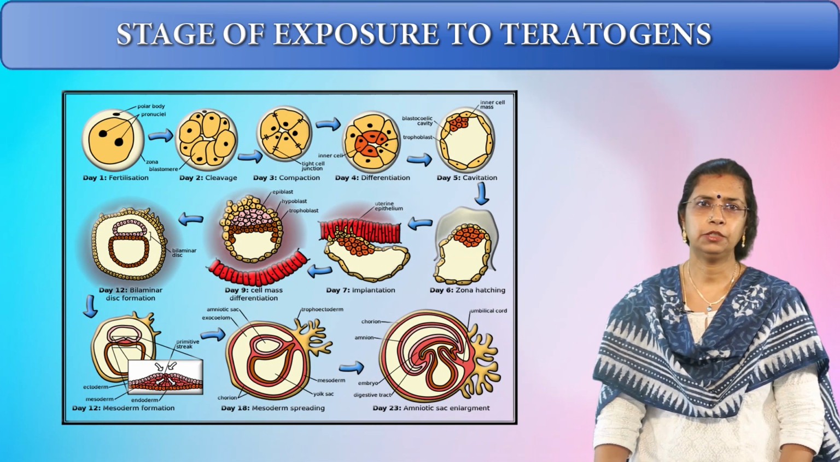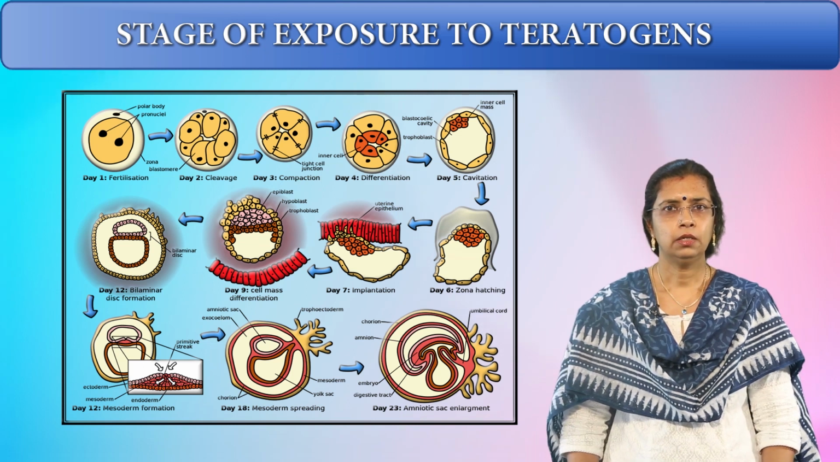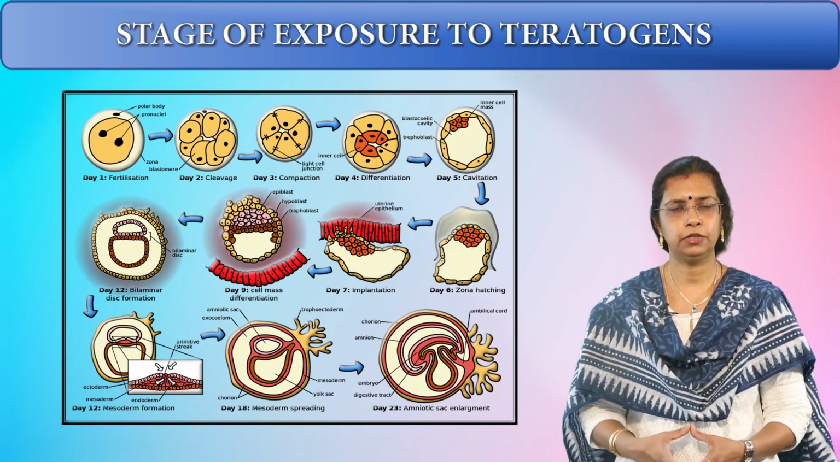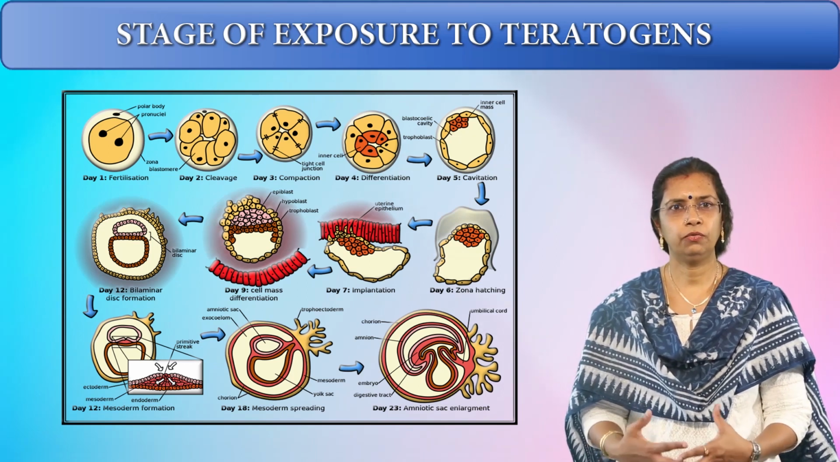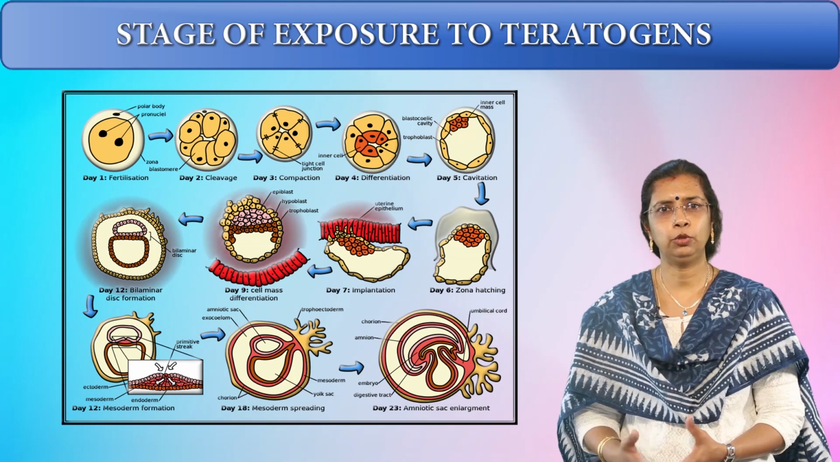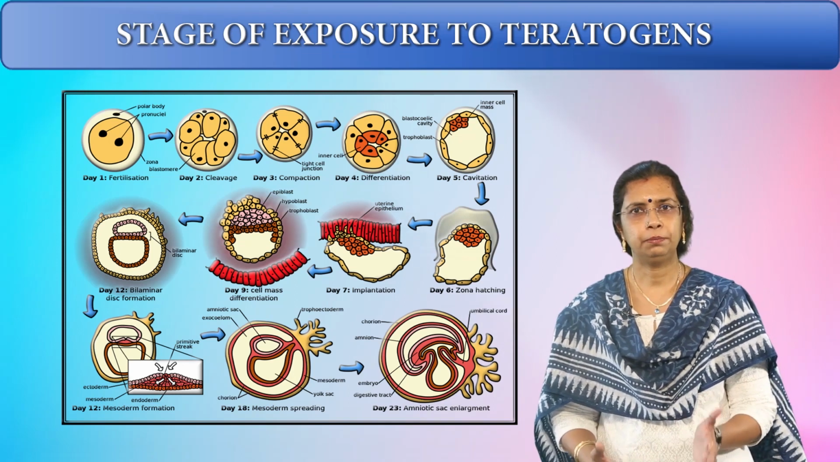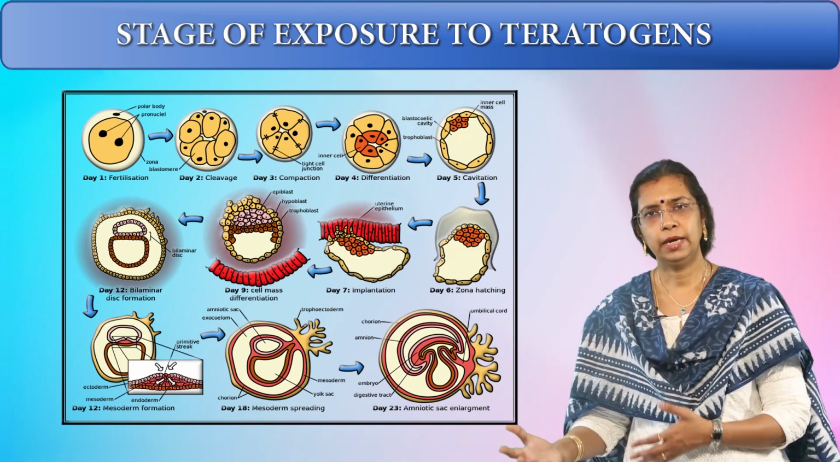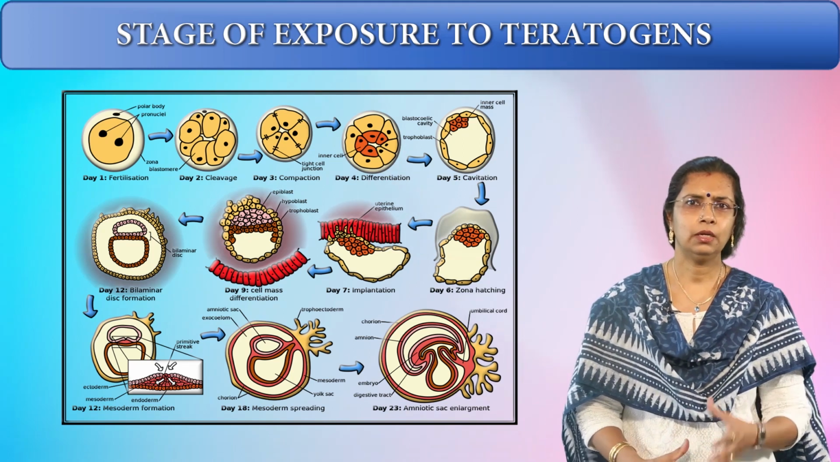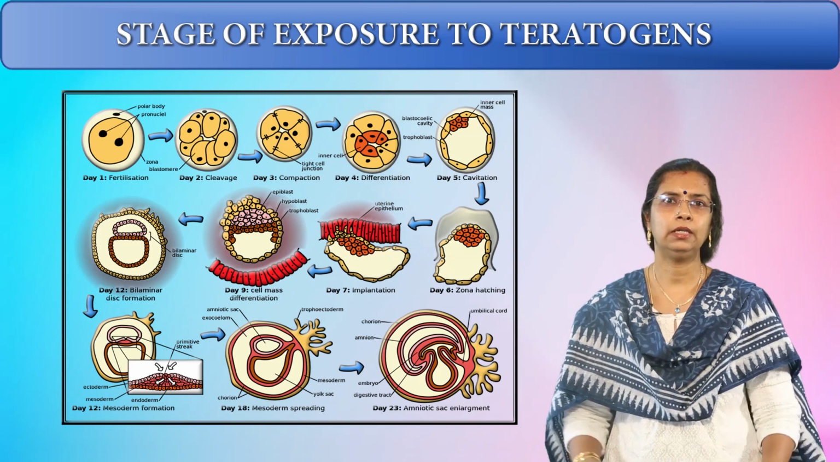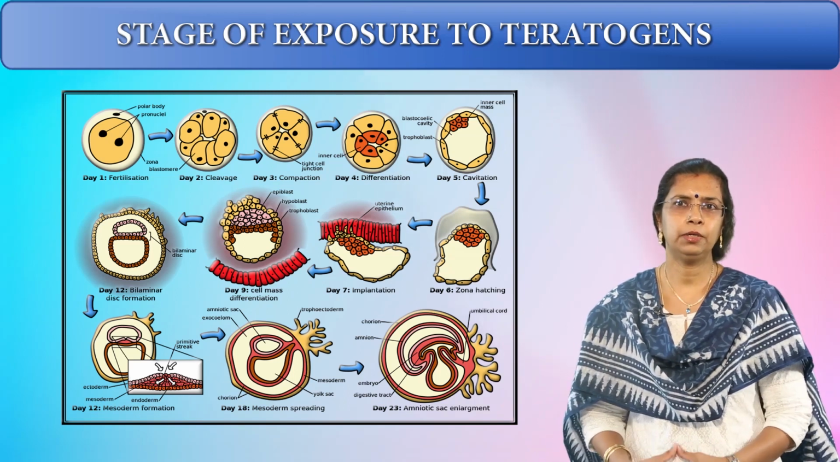Here you see from day 1 to the last day, for example in this figure we have given up to day 15. You can see the different forms: fertilization, then cleavage, then differentiation and so on, up to organ formation, from pre-implantation, implantation and then finally to the embryogenesis and organ formation stage. There are so many stages occurring in the life cycle and the development of a fetus.